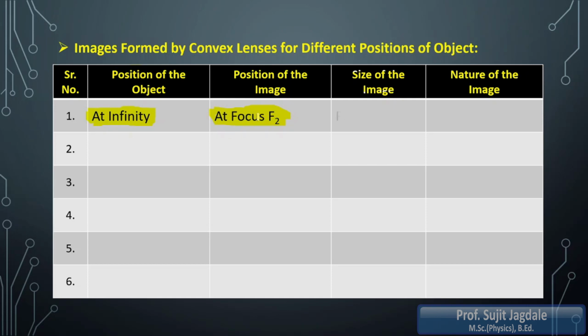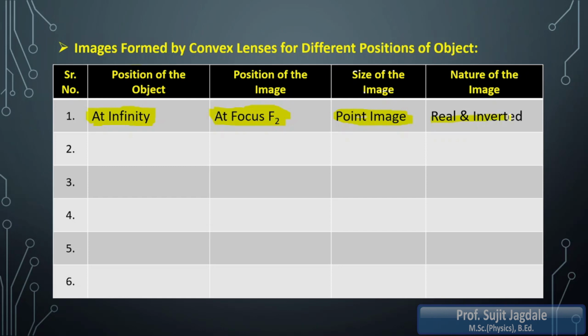Then if we compare the size of the image, we are getting a point image, one single point. If the object is too large and we are getting a very small image, that means a point image as compared to the object. So the size of the image is a point image, and the nature is obviously real. The image is going to be obtained real, and it is inverted.